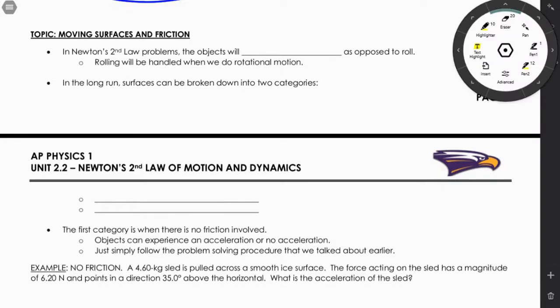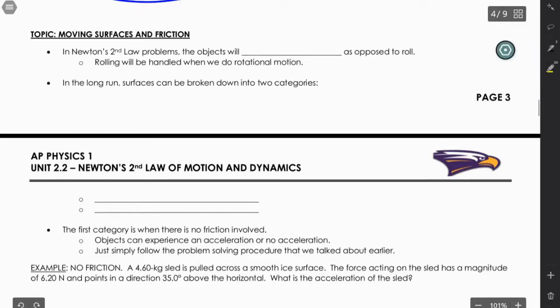Okay, so here we're going to turn our attention to surfaces and how friction affects those surfaces. This section we're going to break up into a bunch of videos because we're going to look at the different scenarios possible. With Newton's second law problems, we're always going to make the assumption at this point that the objects are going to slide as opposed to roll. Rolling is going to be taken care of when we talk about rotational motion, okay?